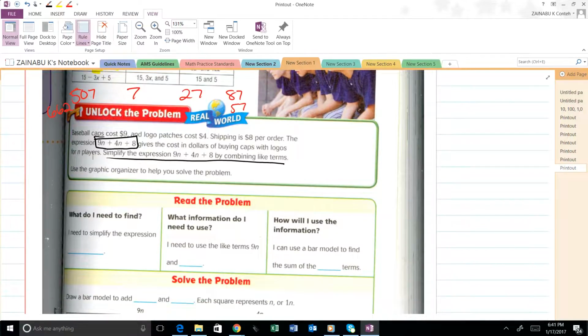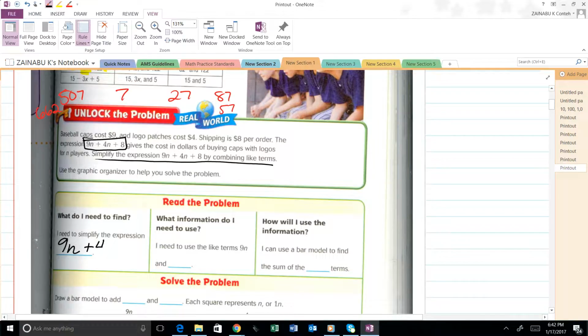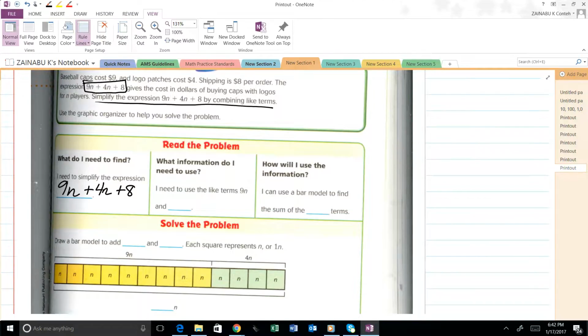And we know the question's asking us to, or what do I need to find? Simplify the expression, and that expression is 9n plus 4n plus 8. As we read the problem, we had to think about what information do I need to use? Well, I need to use the like terms in this expression. And what are those like terms in this particular expression? You got it, the 9n and the 4n. So 9n and 4n are like terms. How am I going to use this information? Well, I'm going to use a bar model to find the sum of, what do you think?